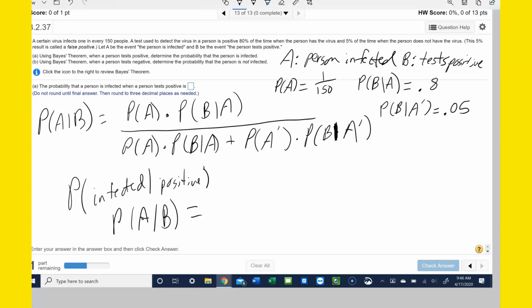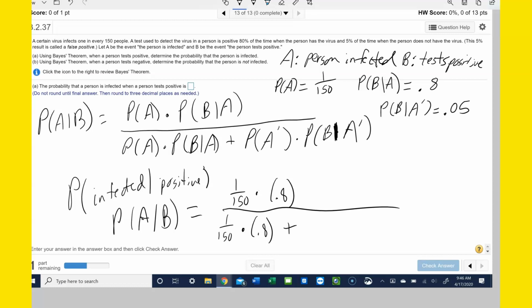That's going to equal, according to Bayes' theorem, the probability of A, which we've already said is 1 over 150, times the probability of B given A, which we've already said is 0.8, divided by the probability of A, again that's 1 over 150, times the probability of B given A, again that's 0.8, plus the probability of not A.